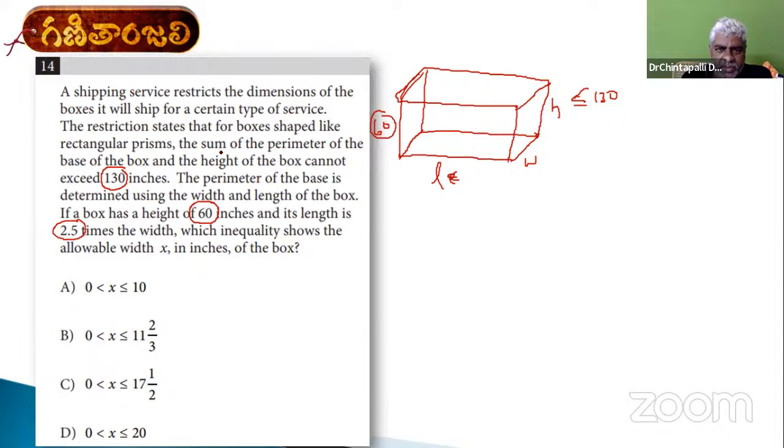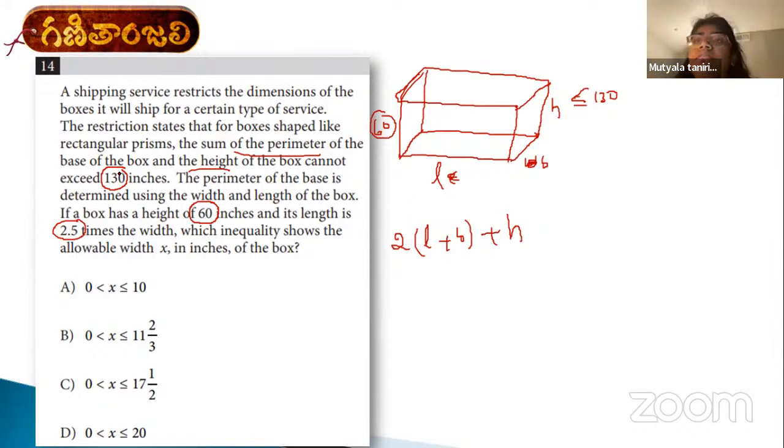The sum of the perimeter of the base of the box and height. What is the perimeter formula? 2 into L plus B. So the sum with height is 2 into L plus B, plus H. It cannot exceed 130 inches, so the sum must be less than or equal to 130. The perimeter and height must be less than or equal to 130. Sorry, H is 30 inches.